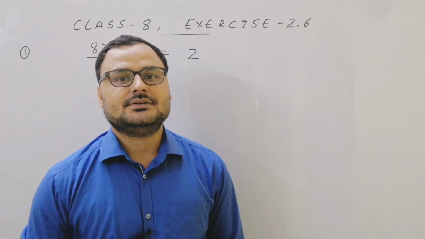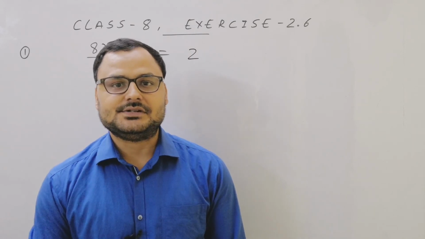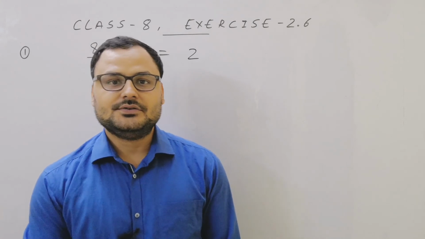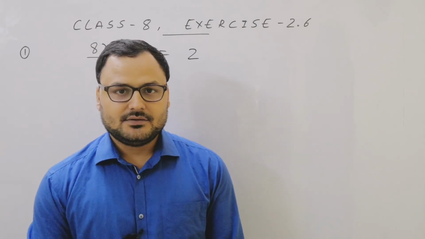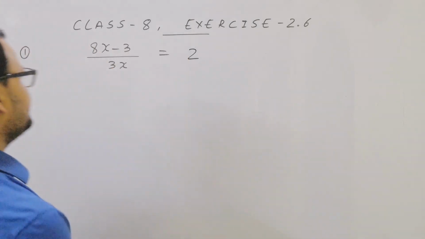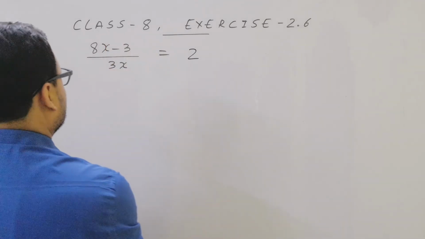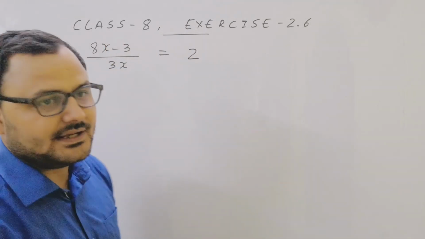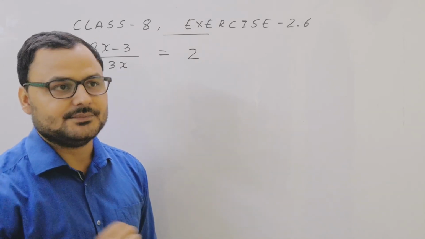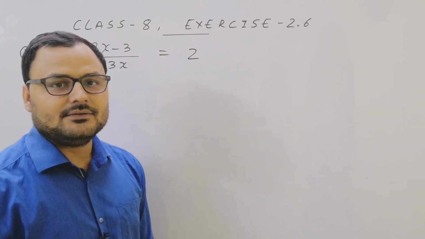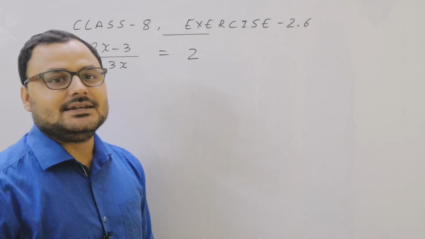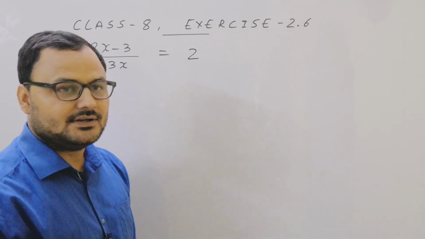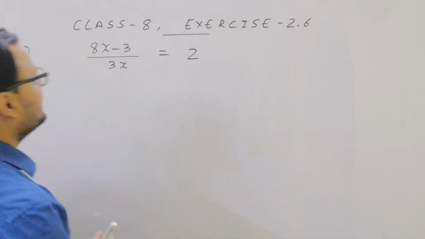Today we are going to do class 8 linear equations exercise 2.6 solutions, and we are going to do all questions one by one. So the first question is (8x minus 3) divided by 3x equal to 2. Basics of linear equations we have already done. If you have any doubt, the link is given in the description box of that video. You can watch that one, then it will be easy.